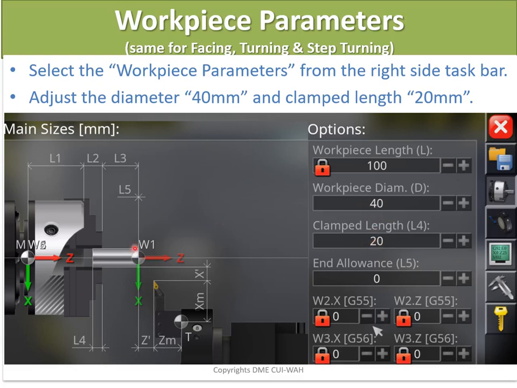This is the clamp length. Clamp length is the length inside this chuck. Here you can see the length of the raw material inside this chuck is known as the clamp length, which I have set to 20 mm for good clamping. We have set all the initial parameters of our raw material: 100 mm length, 40 mm diameter. All these are the initial parameters of our raw material before the facing operation.